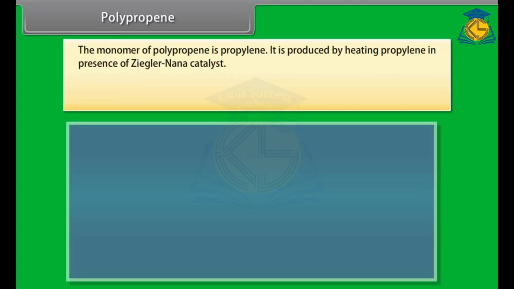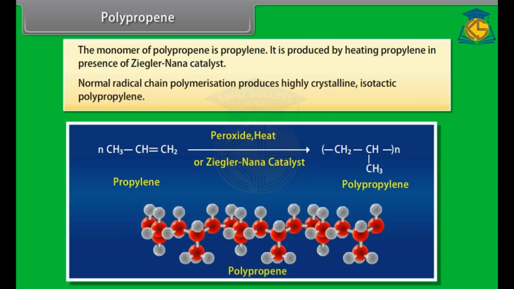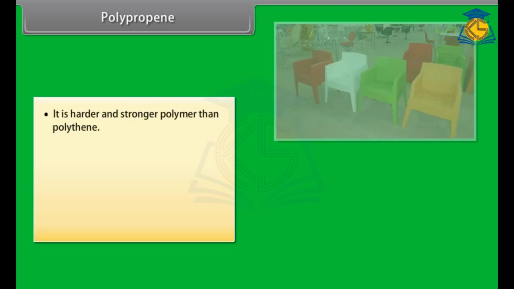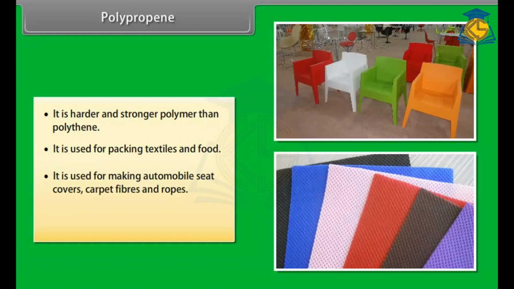Polypropene. The monomer of polypropene is propylene. It is produced by heating propylene in presence of Ziegler-Natta catalyst. Normal radical chain polymerization produces highly crystalline isotactic polypropylene. It is harder and stronger polymer than polyethylene. It is used for packing textiles and food. It is used for making automobile seat covers, carpet fibers and robes. It is used for making water pipes and washing machine parts.